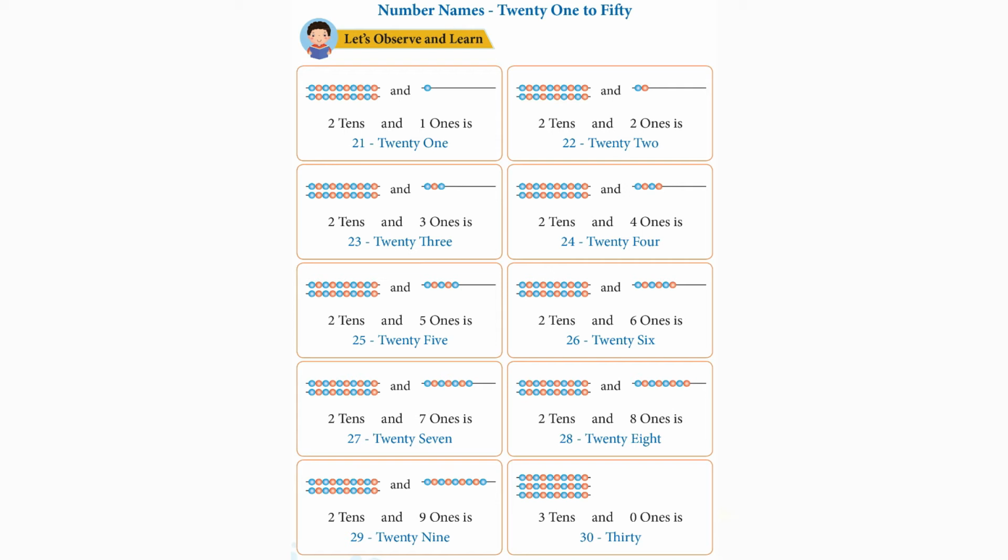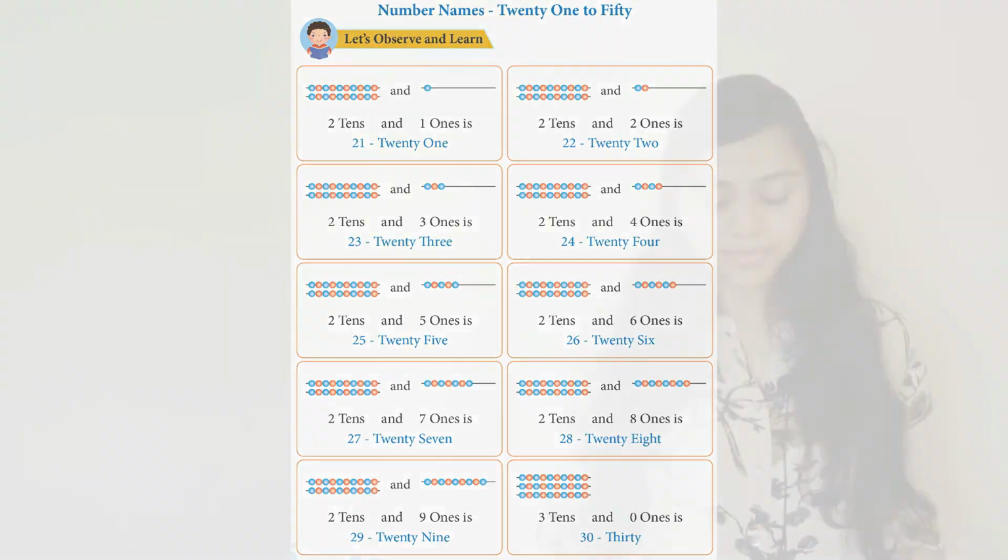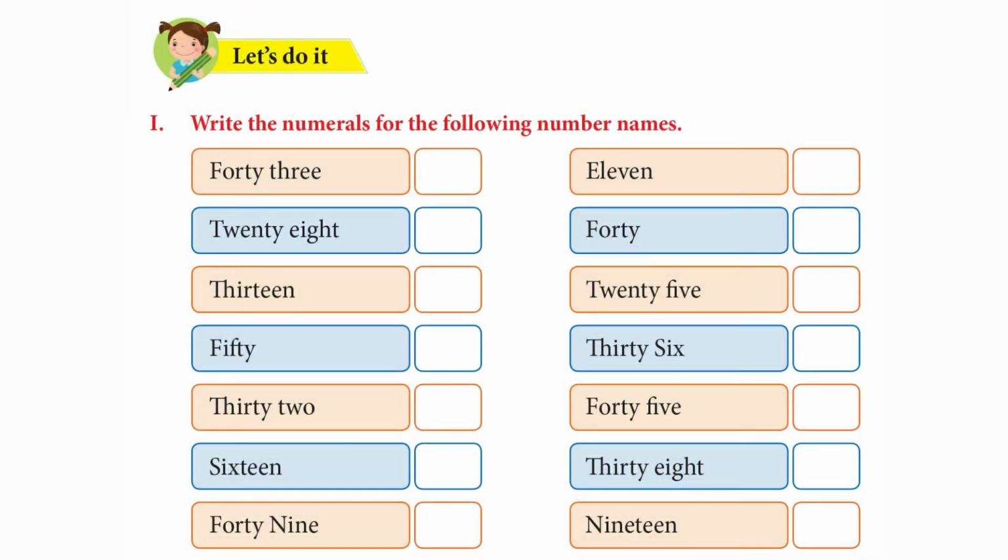This is how you write it, and as you can see, in the next consecutive pages you have numbers till 50, and in this way you will understand. Now let's move on to the next activity. Here you will have to write the numerals for the following number names. The first one is 43. The number name is written, and you have to be able to write the numeral for it. So how do you write 43?